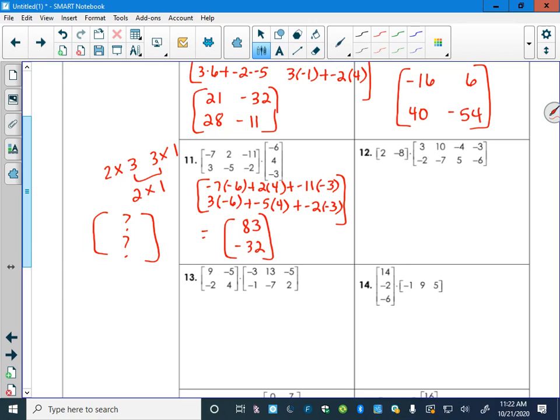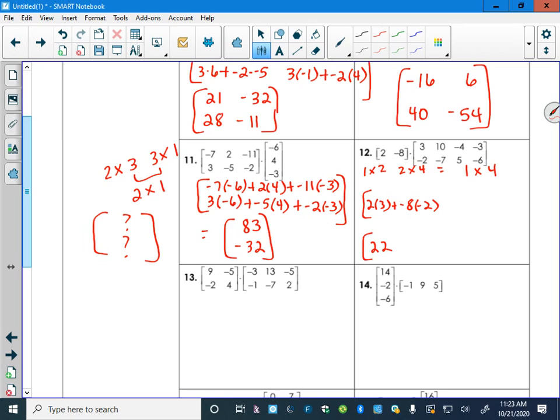Number 12, if I look at that one, this is a 1 by 2. This matrix is a 2 by 4. So the resulting matrix should be a 1 by 4, which means I have 1 row and 4 columns. So I can multiply. Let's do it. So first row, first column. So that's going to be 2 times 3 plus -8 times -2. That's going to be 6 plus 16. So the first entry is 22.